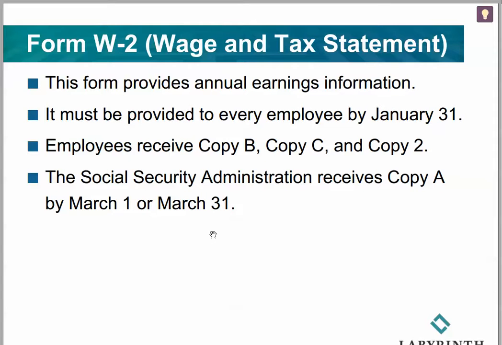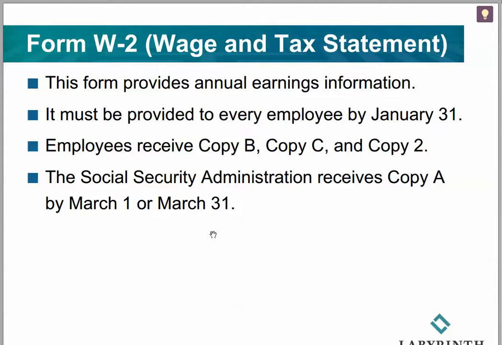Okay, this last video for payroll accounting, chapter 6, has to do with forms W-2 and W-3. I think we're all familiar with the W-2. We receive one of those at the end of the year. In fact, it's required that our employer provide us with a W-2 by January 31st. We need copy B, copy C, copy 2. Most of us probably file electronically now, so we probably don't pay a whole lot of attention to what those copies mean. If you really want to know, you can look on your W-2 and see exactly what those mean.